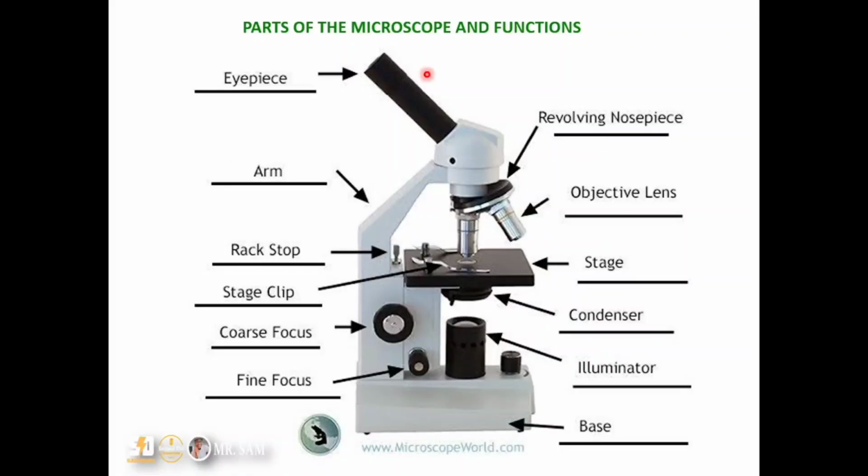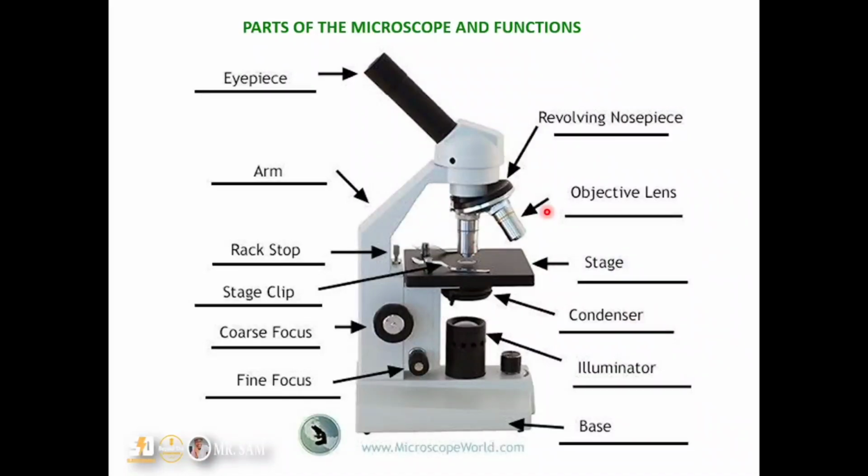The eyepiece or the ocular piece is the point through which you view the things you placed on the stage. You put your eyes here, at the eyepiece, to view your specimen. Then the revolving nose piece helps to hold the objectives and connects the objectives to the eyepiece. With this revolving nose piece, you can rotate the objective lenses and select which of the lenses you want to use. We have different magnifications within the objective lenses, so you choose the one that is most appropriate for you.